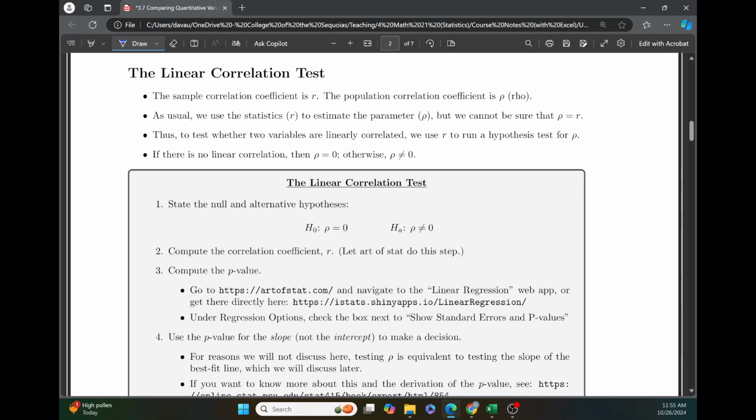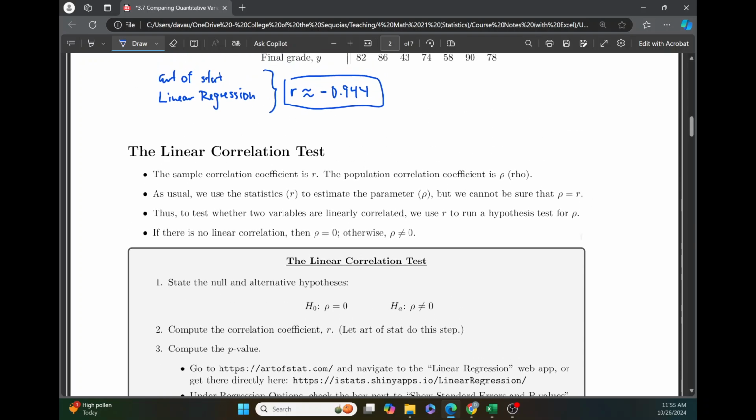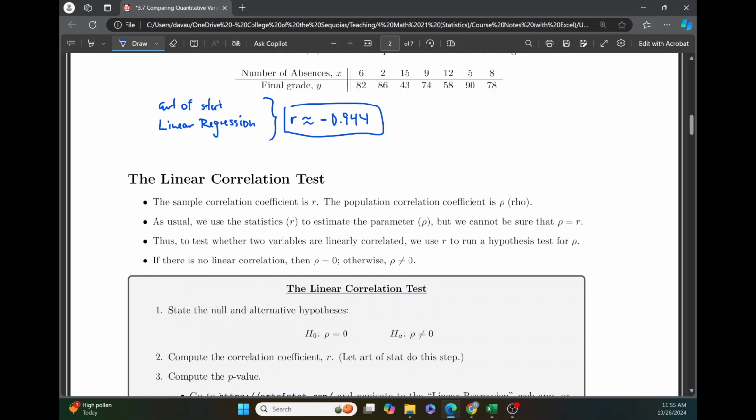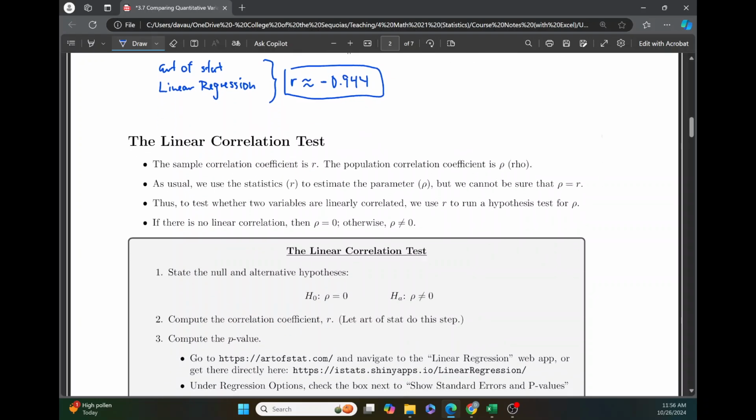So let's talk about how to test whether or not that's true. I mean, we can calculate this linear correlation coefficient to get a sense for how strong the correlation is, but the question is, exactly how close to 1 or negative 1 does R need to be in order for us to conclude definitively that there is a linear correlation between the variables? And that's where this linear correlation test will come into play.